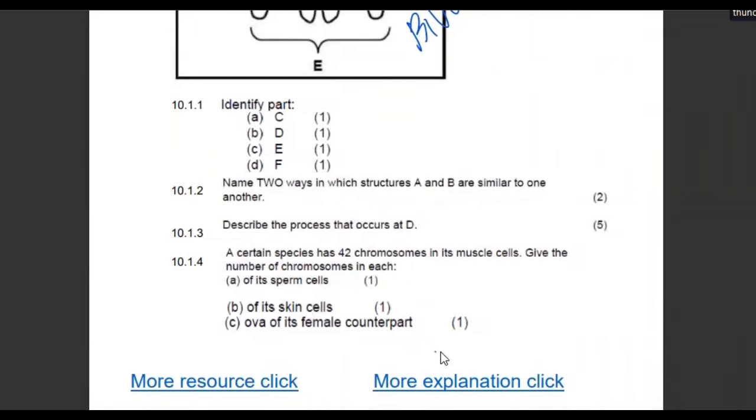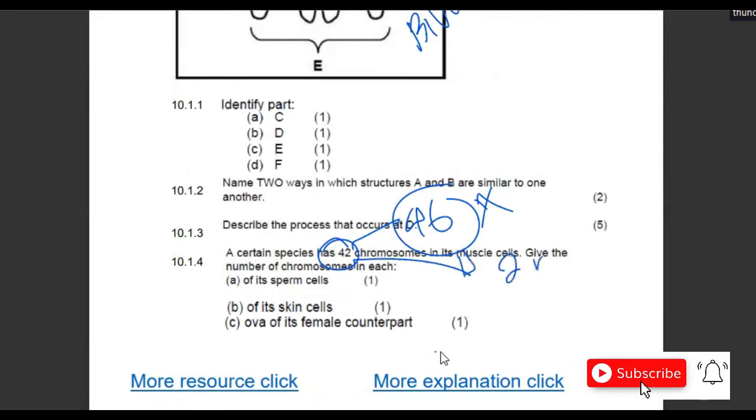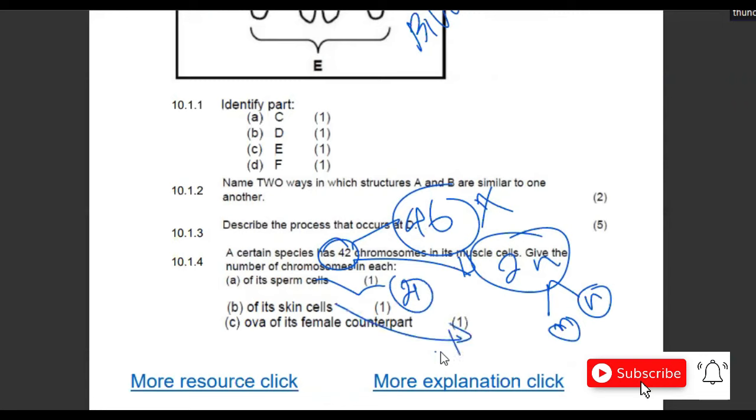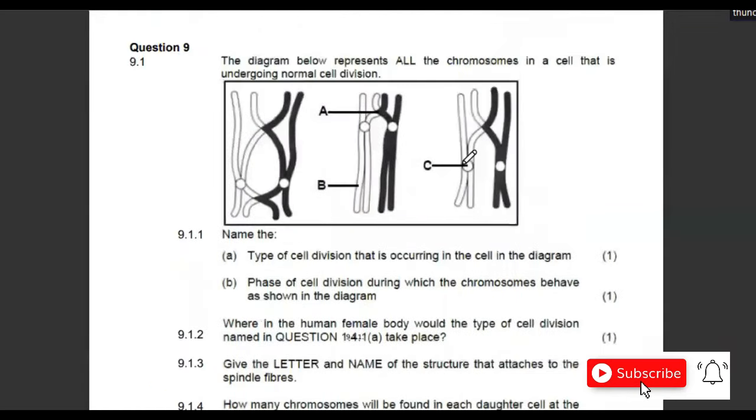This is where tricky things come from. They're saying a certain species has 42 chromosomes. They're not saying it's human, so please don't talk about 46. They are saying 42. The muscle cell, remember muscle cells are autosomes, they're always 2n. Give the chromosome number of each sperm cell. It's going to be half because a sperm cell is 1n. Therefore, the answer here is going to be 21. The skin is autosomes, 2n, therefore it's going to be 42. And the ovum of the female counterpart is the same thing. It is going to be 1n, which is 21. In most cases, the number of chromosomes is what confuses students, and they end up losing marks. So it's the same thing here.